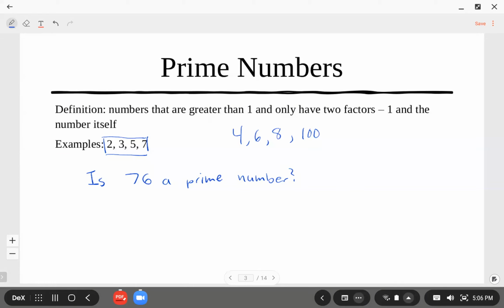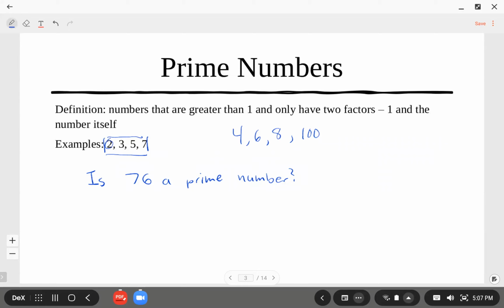For example, 4 is 2 times 2, right? And 6 is 3 times 2, okay? So remember this: all even numbers have a factor of 2 and some other number, so they are not prime numbers. And that is excluding 2, because 2 is very special among them. Okay?